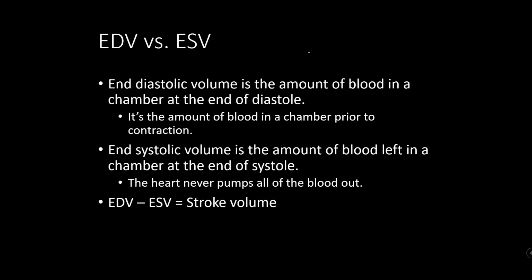So you have to remember diastole is relaxation. So at the end of the heart's relaxation, how much blood is in the chamber? EDV is going to be the amount of blood in the chamber just before we contract. Then the heart contracts, and then we have ESV, which is the amount of blood left in the chamber at the end of systole. Because contrary to popular belief, the heart does not pump every single drop of blood that was present in the heart.